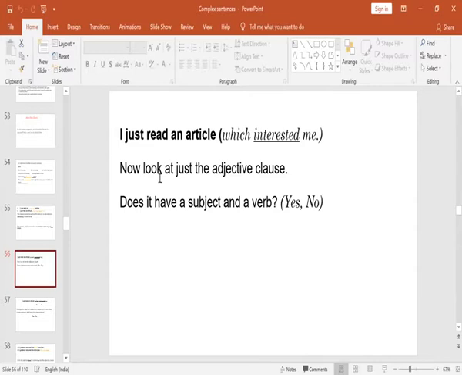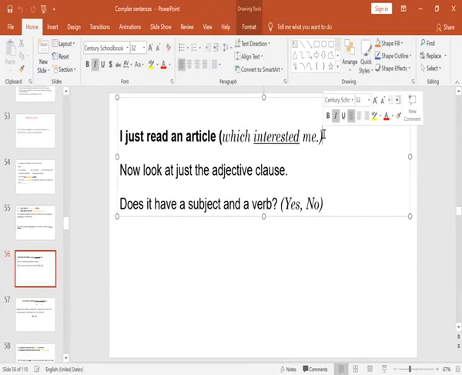Now look at just the adjective clause from here to here. Does it have a subject and a verb? Once again, I just read an article which interested me. Only look at this clause. Do you have a subject and verb in this? Verb you can see, but where is the subject? In this, you need to understand, guys, if you don't find a separate subject, this which itself is a subject. Sometimes I have a separate subject. Let me give one more.